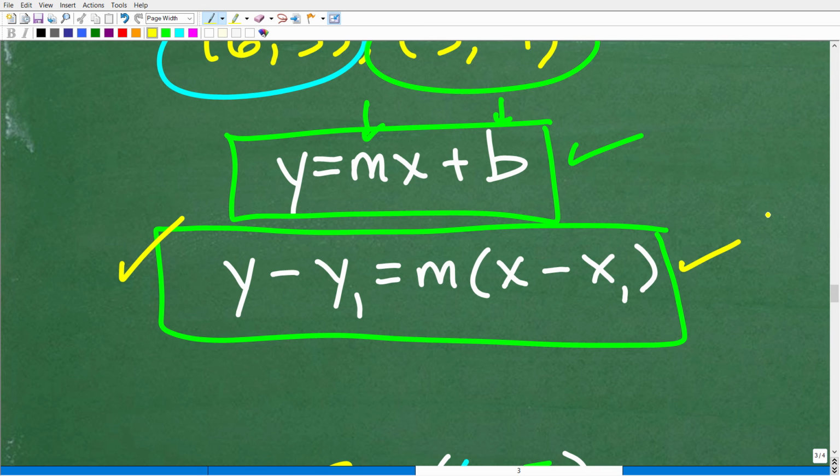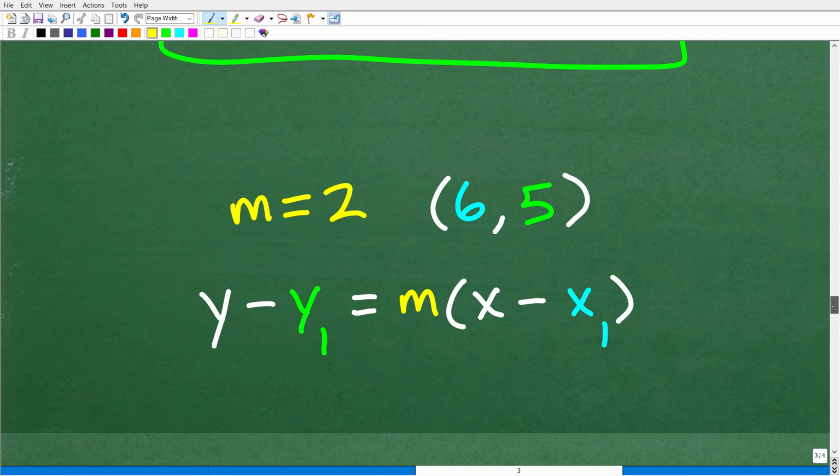So this is the formula that I'm going to use to find the equation of this line. Let's go ahead and see how this works. All right, so here is our problem. We have a slope of 2. I'm going to use this point (6, 5) to figure out the equation of this line.